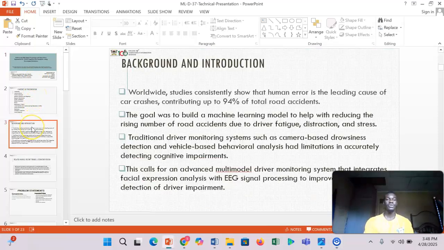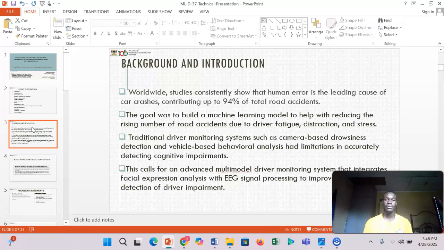So to move on, I'm going to start with the background and the introduction. Worldwide studies consistently show that human error is the leading cause of car crashes or accidents, contributing up to 90% of those road accidents. So the goal was to build a machine learning model to help with reducing this number of road accidents due to human error, which are driver fatigue, distraction and stress.